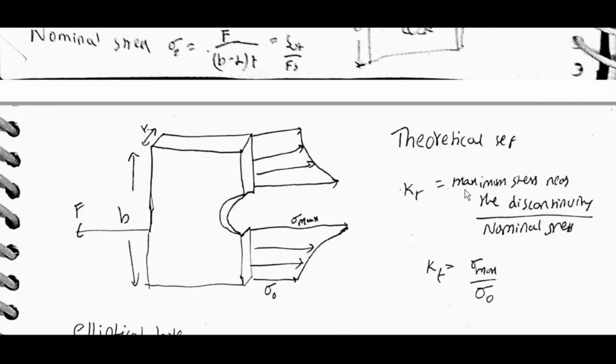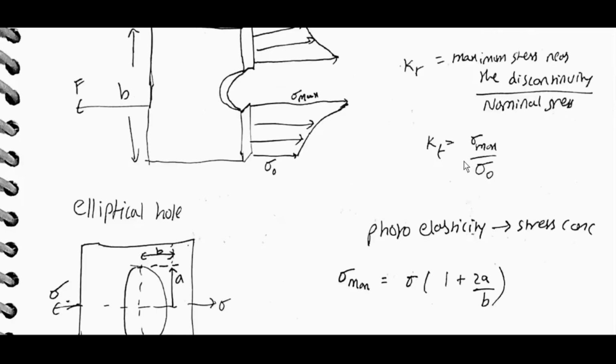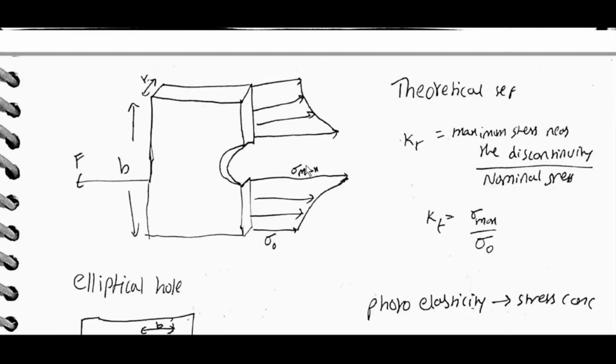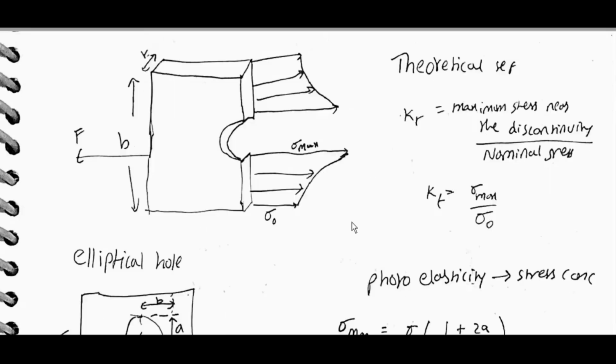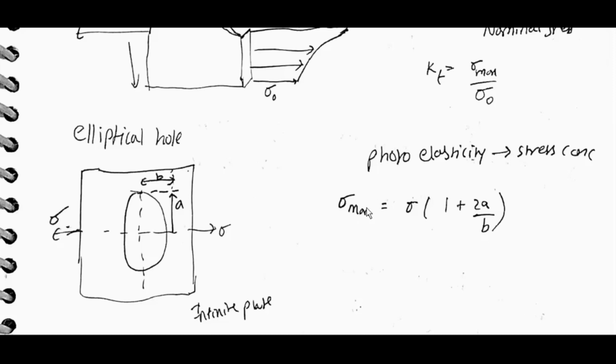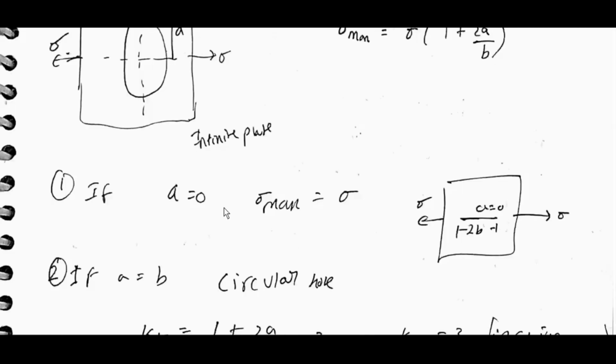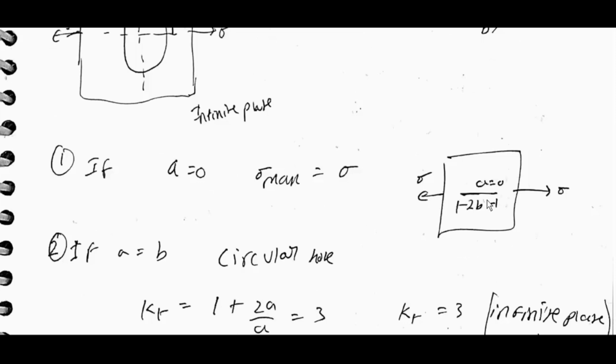Theoretical stress concentration factor Kt is the maximum stress concentration factor. Kt is equal to maximum stress near the discontinuity by nominal stress, so Kt is equal to sigma max by sigma naught. Sigma max is here, sigma naught is here. For an elliptical hole, by photoelasticity, stress concentration gives sigma max equal to sigma into 1 plus 2a by b. Here a is perpendicular to sigma, in an infinite plate. If a is equal to 0, sigma max is equal to sigma; that means a line like this.